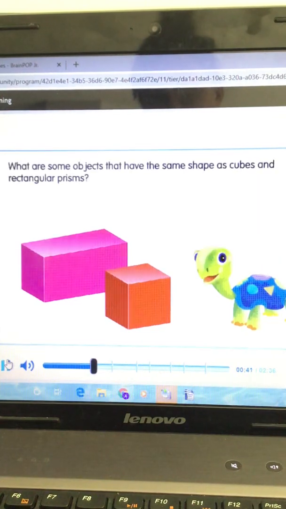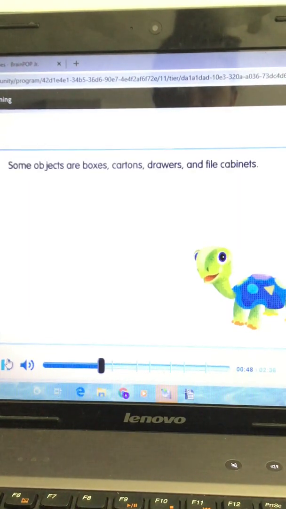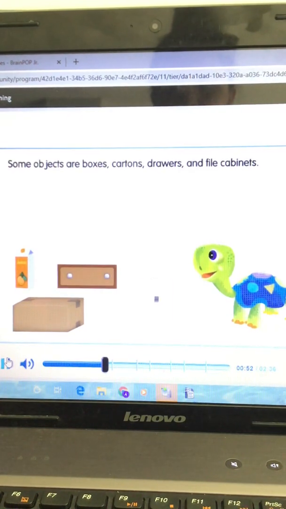What are some objects that have the same shape as cubes and rectangular prisms? Some objects are boxes, cartons, drawers, and file cabinets.